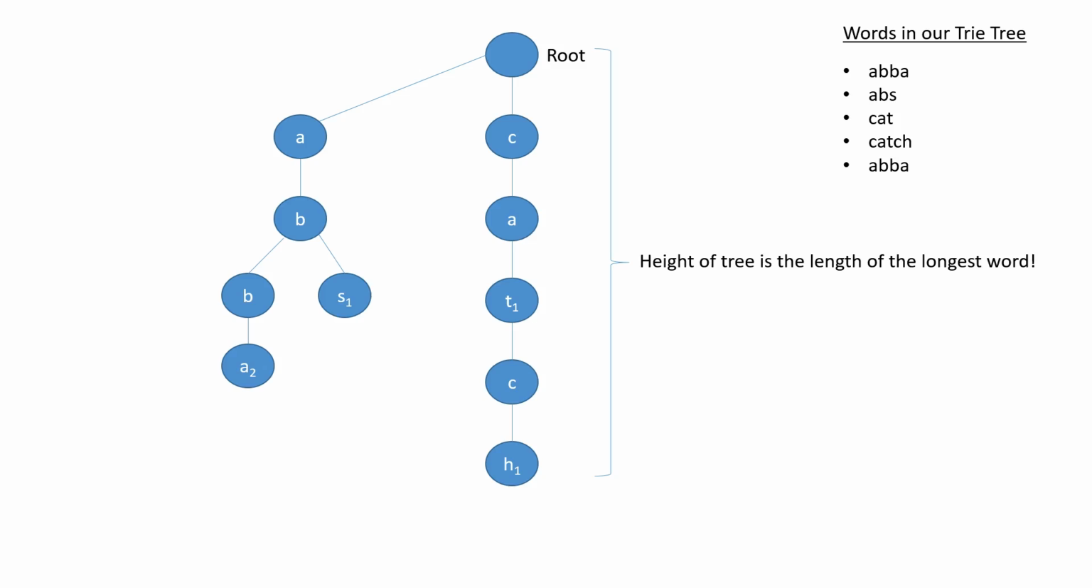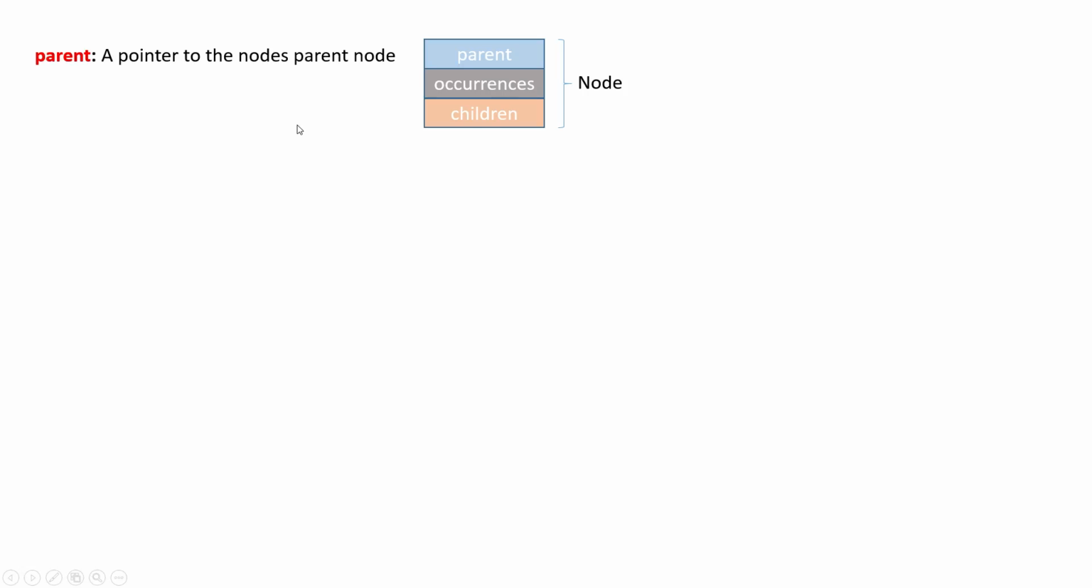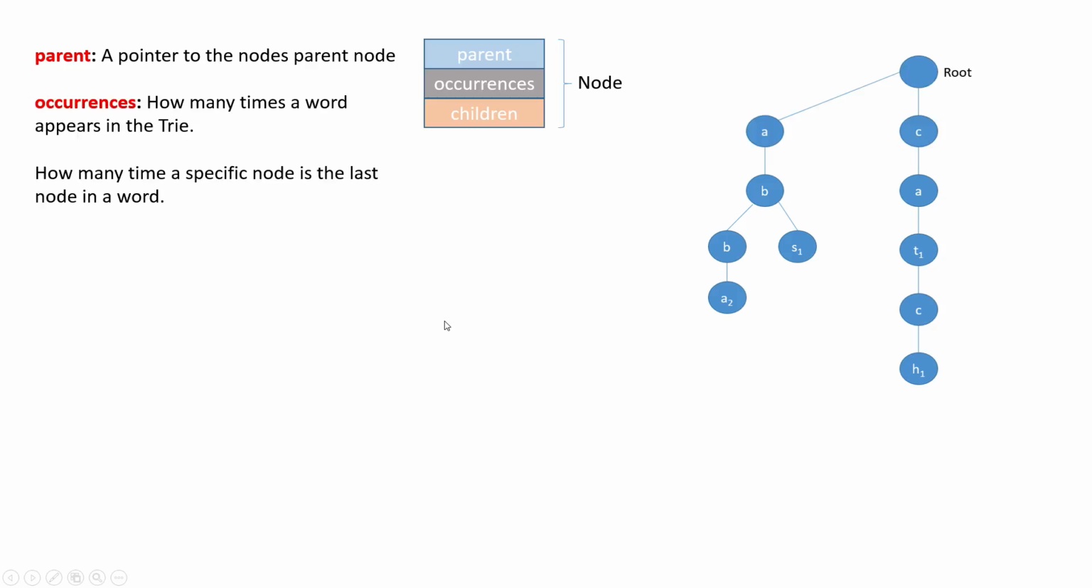So let's go into a little bit more programmatically what a trie is. We'll start with our root, and our root is a node. Our root contains a parent. The parent is a pointer to the node's parent node. So A, its parent would be root. C, its parent would be root. This A, its parent would be C. This A, its parent is root. So that's what parent is. It's a pointer to the node that's its parent.